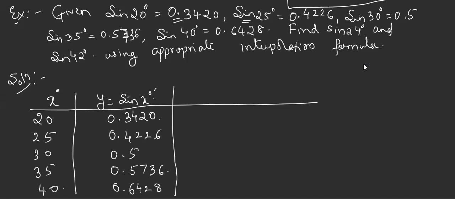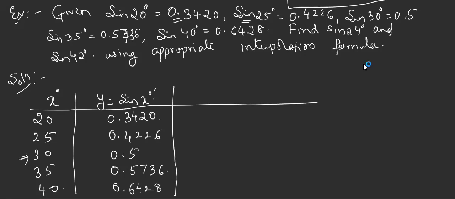Now, just to come back to the question, find sine of 24. If you see this table, 24 lies in which half? Between 20 to 40, I can say the midpoint is 30. Above is the first half, below is the second half. 24 lies in which part? First half, right?